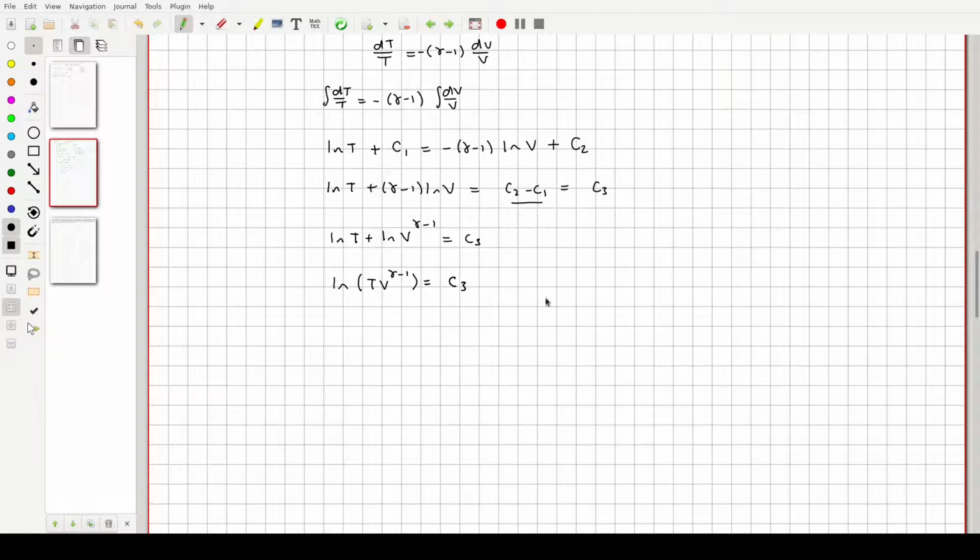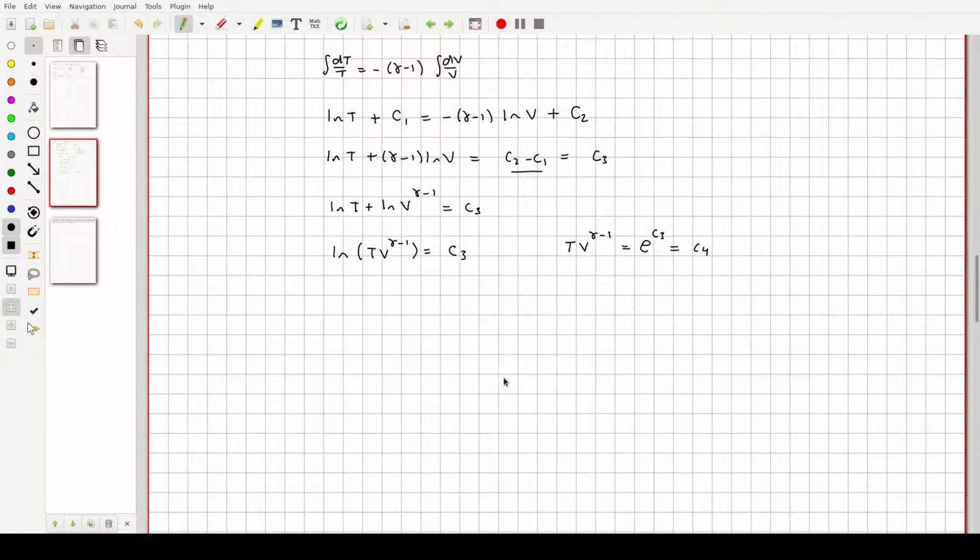Now, the next thing I'm going to do is to raise e to the power of both sides. When I do that, on the left-hand side, I get T times V to the gamma minus 1. And on the right-hand side, I get e to the C3, which is just a constant. I'll call it C4. Just constants. Those are things that eventually you solve for whenever you have your conditions that allow you to find them. Okay? So basically what you have here is that in an adiabatic process, T times V to the gamma minus 1 is constant.